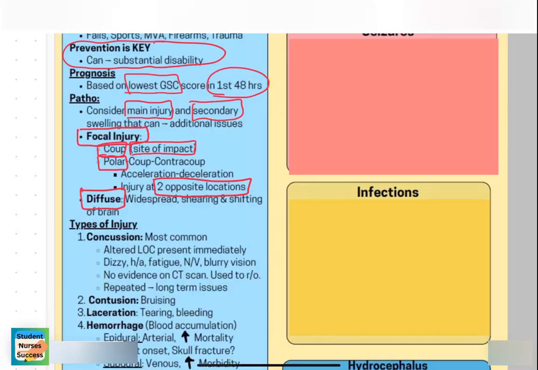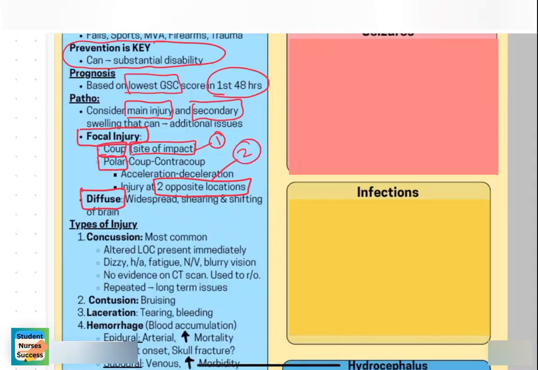This could be the same as maybe two temporal injuries. Maybe the head hits the side of the car and then it bounces and hits the other side of something. And so you can have two opposite injuries of the temporal areas. So with a polar injury, you have two injury locations. With a coup injury, you have one site of injury.